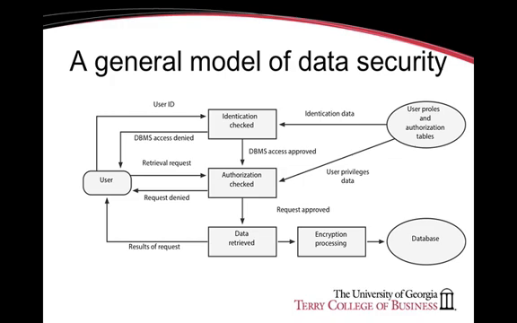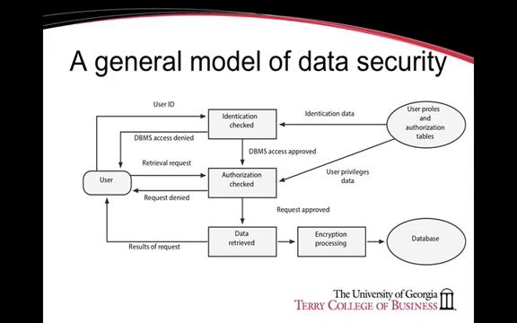There are two processes that are very important to ensure data integrity and the security of data. The first one is that of authentication, and the second one is that of authorization. The following model is a general model of data security. You will notice both the authentication and authorization processes depicted here. In this case, on the left-hand side, you see the user, and the user requires access to a database. And so we have a user ID that is entered by the user in addition to a password.